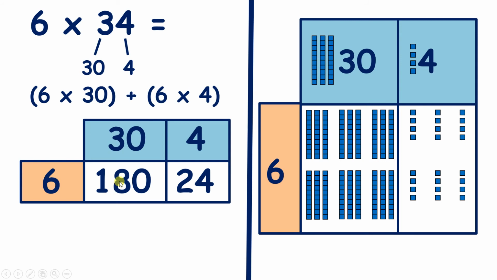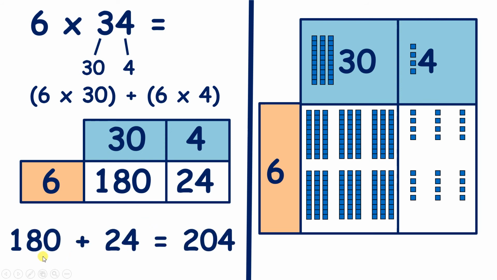Now we need to add 180 and 24. And unless you're really confident with mental addition, you might want to use a number line or column addition to make sure that you've got the right answer. But 180 plus 24 gives us 204, so we know that 6 times 34 is 204.